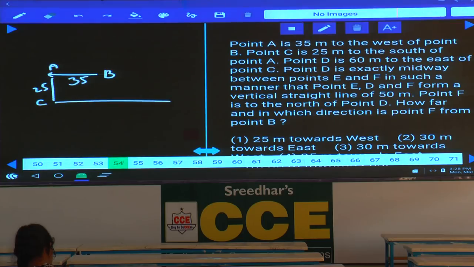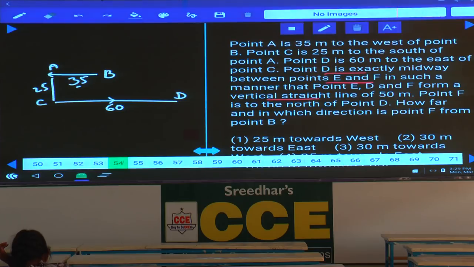From here, D is 60 meters. As of now it is 30, and the remaining will be 25. And in total, D is 60 meters to the east of C. And D is exactly midway between E and F. And E, D and F form a vertical straight line of 50 meters. E, D and F total length is how much? 50. Out of which E and D is 25, D and F is 25, because D is exactly midway between E and F.